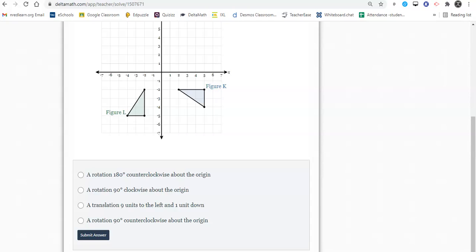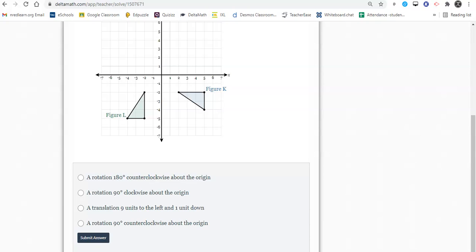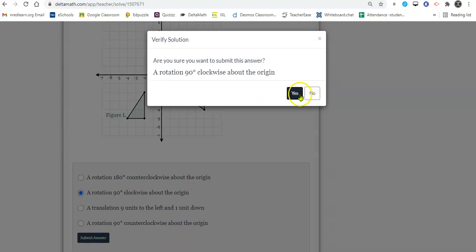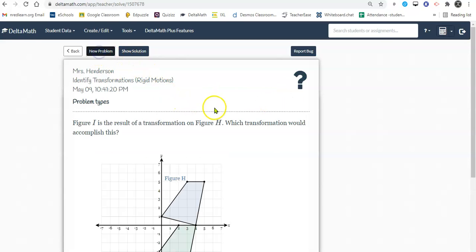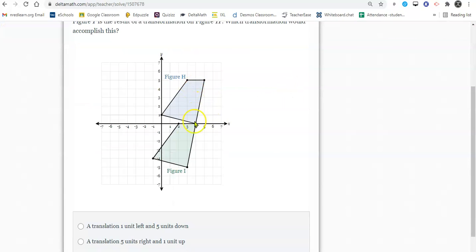So counterclockwise would be this way. One turn counterclockwise would put me here. One turn clockwise, which would be towards the right, going with the clock, would go this way. So a rotation 90 degrees clockwise about the origin. Yes. Again, make sure you're going from blue to green.